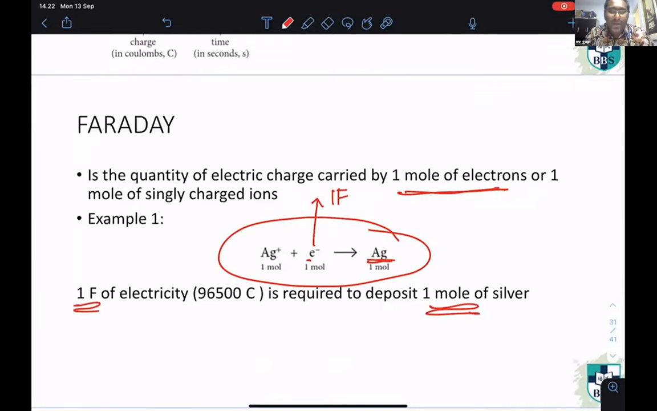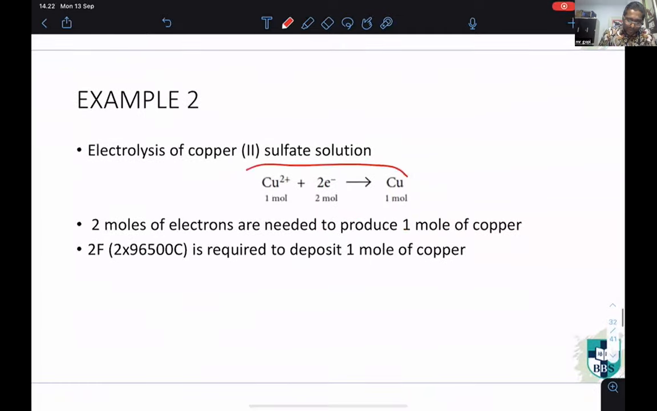But what is one Faraday? This one also, they have found out. One Faraday is going to be 96,500. I think by the time we finish this chapter, you will remember this number, like your Avogadro constant. You will have memorized it already. Very important.